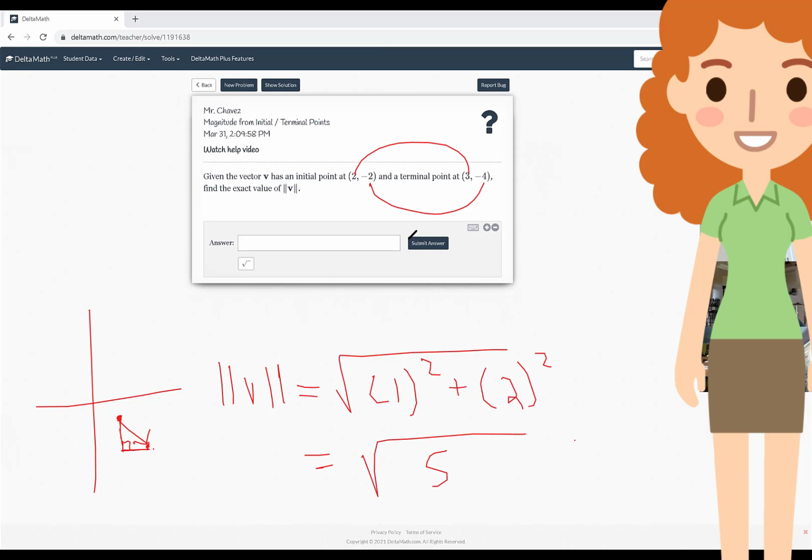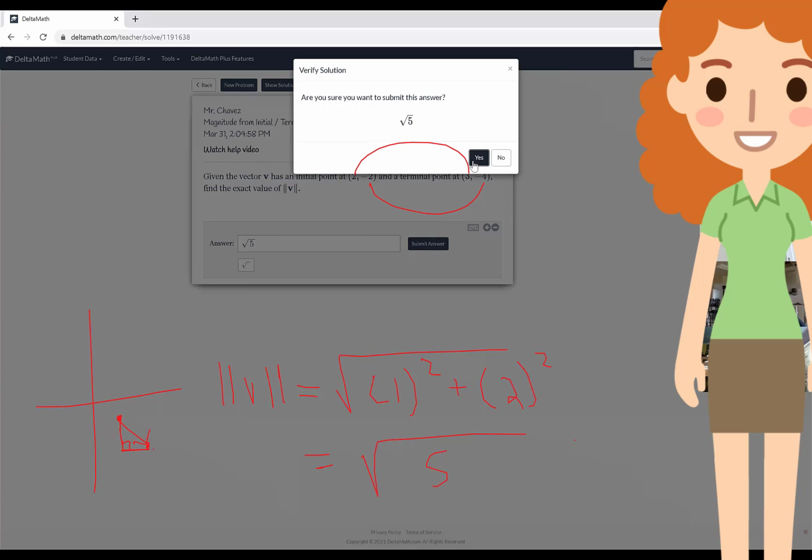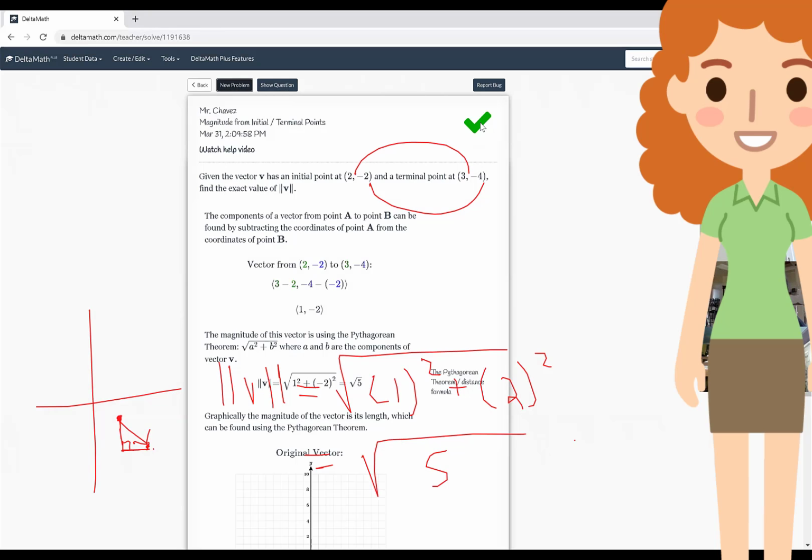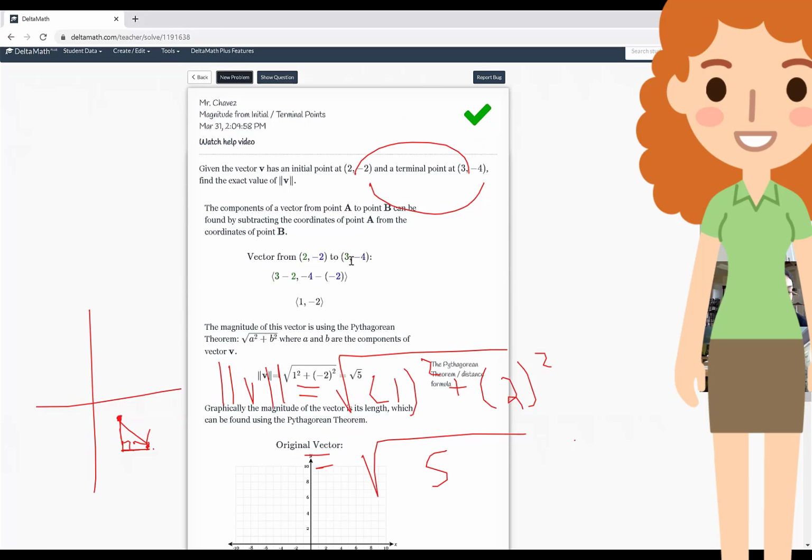So there it is. And I just come in here and click on X here. And then I just type in square root of 5. So square root of 5. And then I submit. And hopefully I get a check mark. And I get a check mark. And there it is. That's all you do for those type of questions. I don't see any issues there.